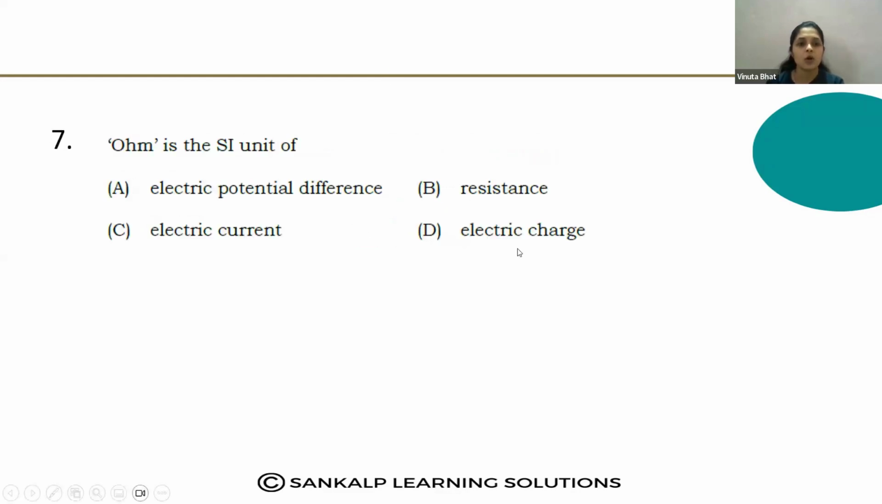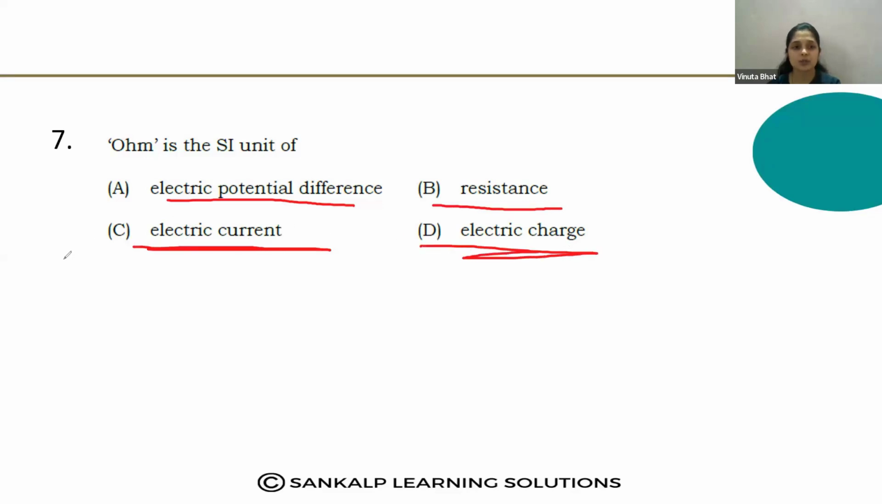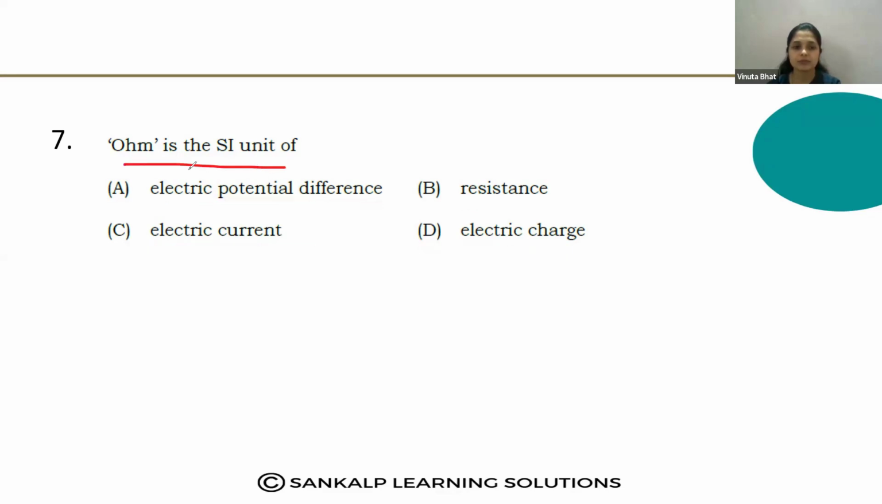Next question. Ohm is the SI unit of option A, electric potential difference, option B, resistance, option C, electric current, and option D, electric charge. Ohm is the SI unit of electric potential difference? The SI unit is volt.